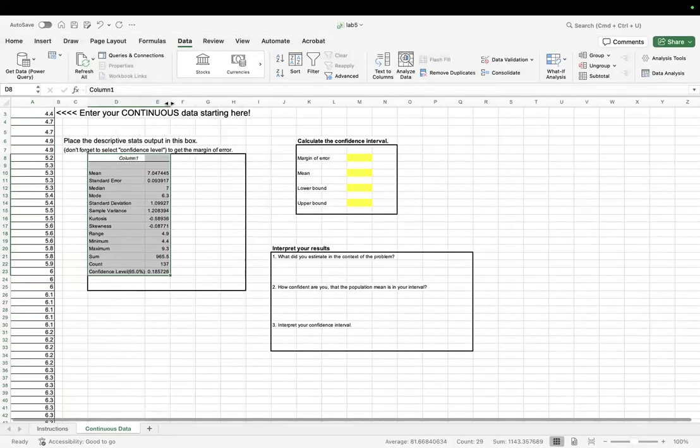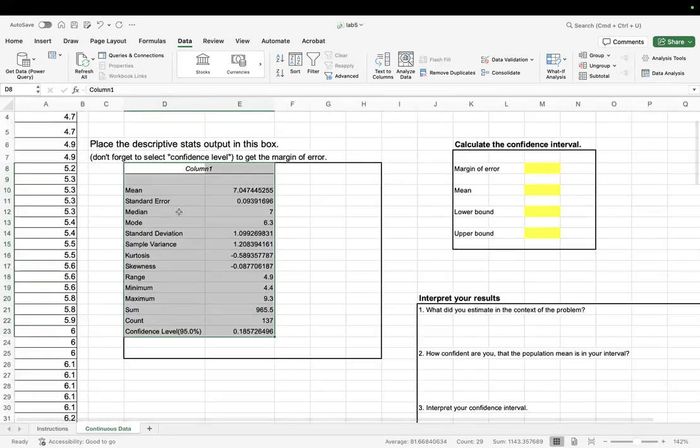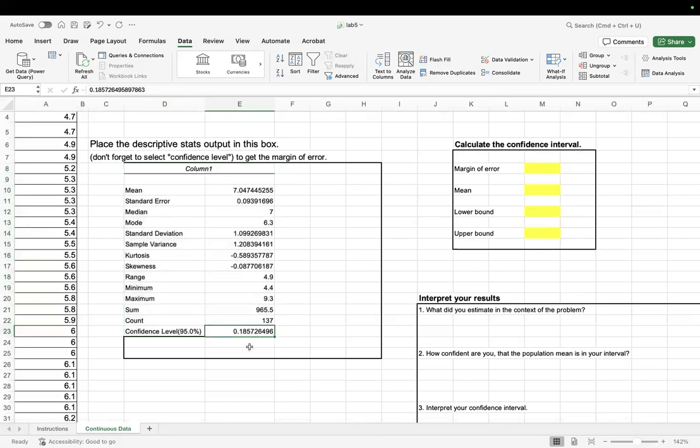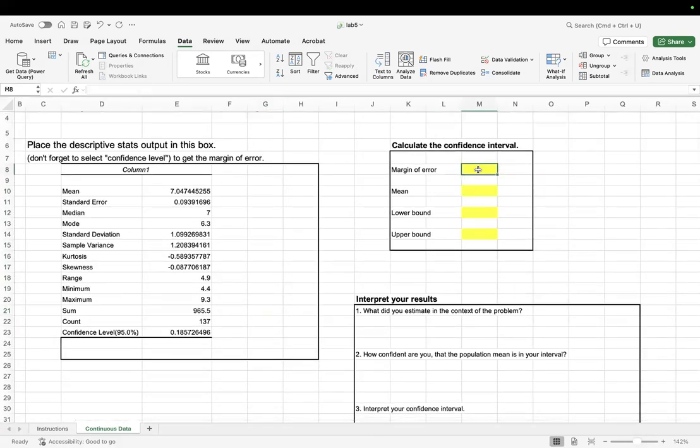I'm going to make it bigger so that we can see it, and I'm going to zoom in a little bit. So all of this is the stuff that we had before, but now on the bottom, this thing right here that I just highlighted, that's your margin of error based on a 95% confidence level. This is your margin of error. All right. So once again, we're going to use our Excel tools to fill in boxes. So I'm going to click on the margin of error box, click equals, and click on that box right there where my margin of error is and hit enter.